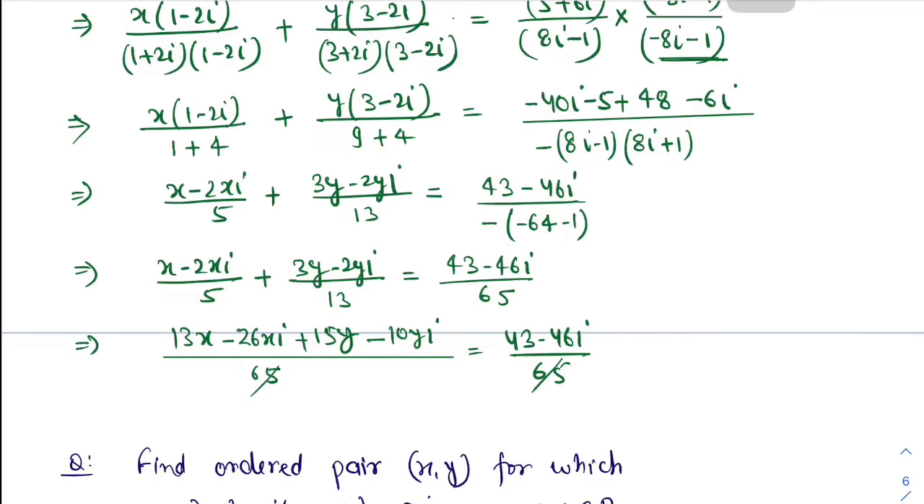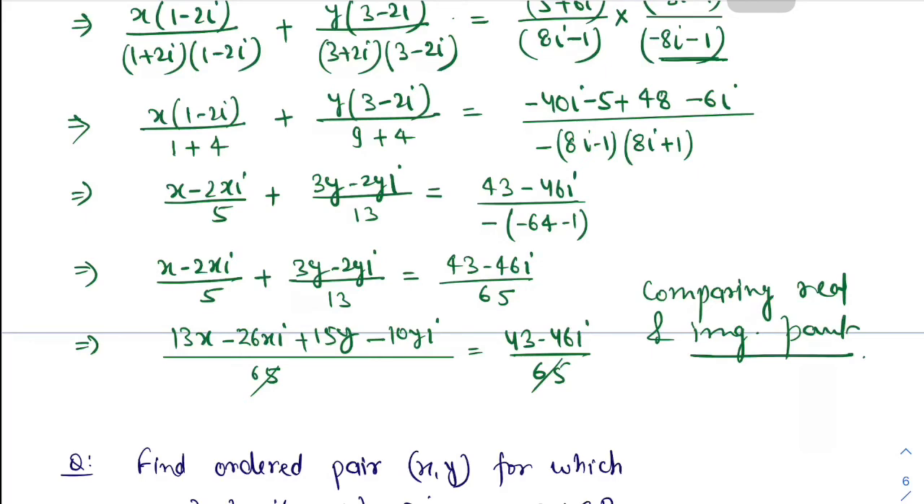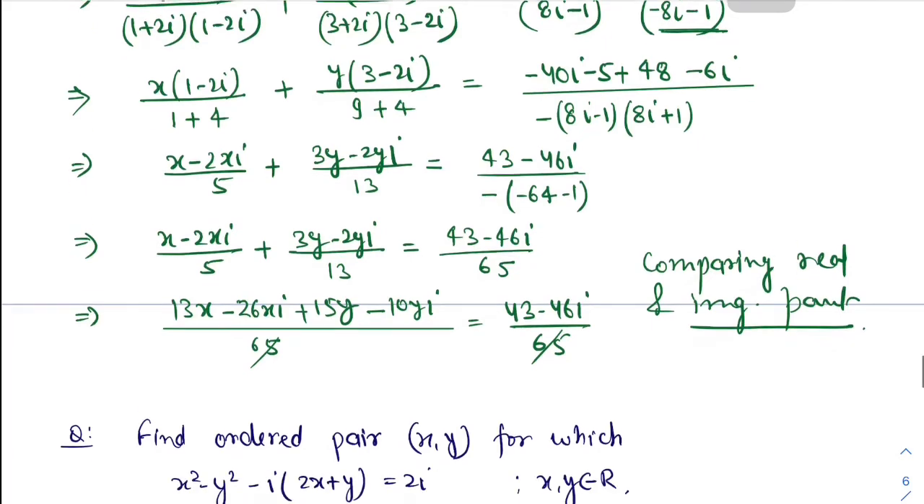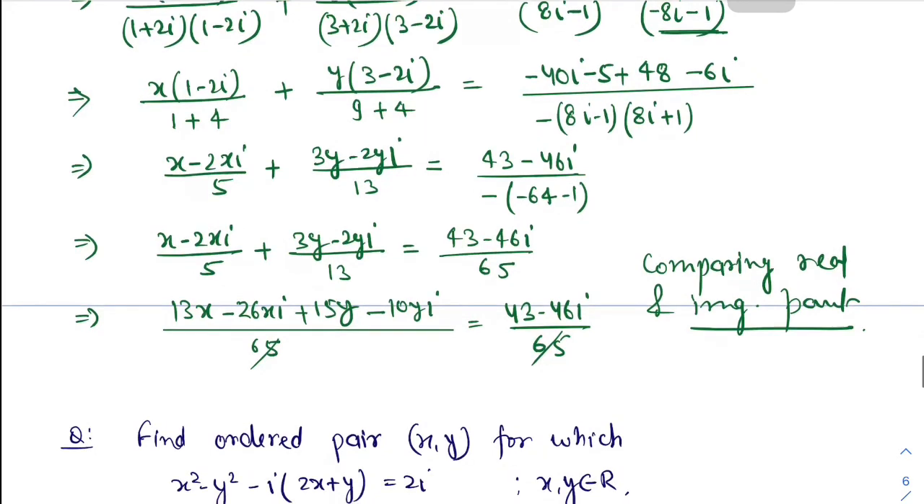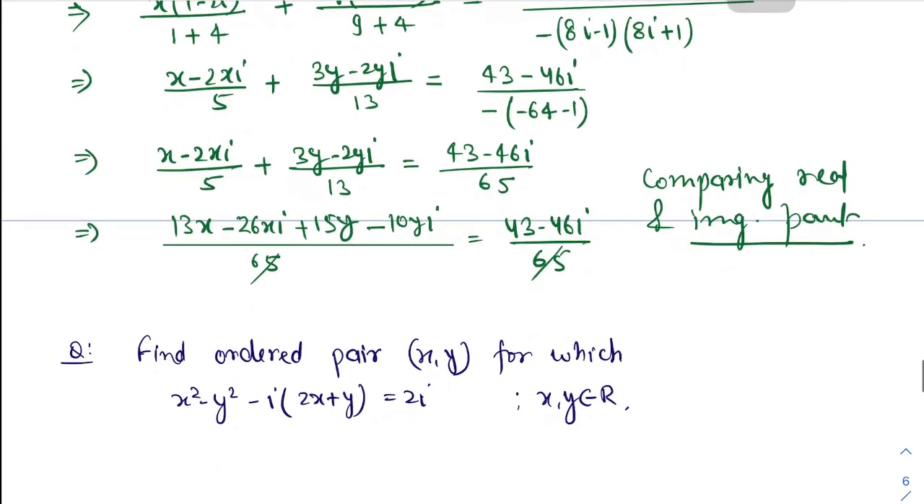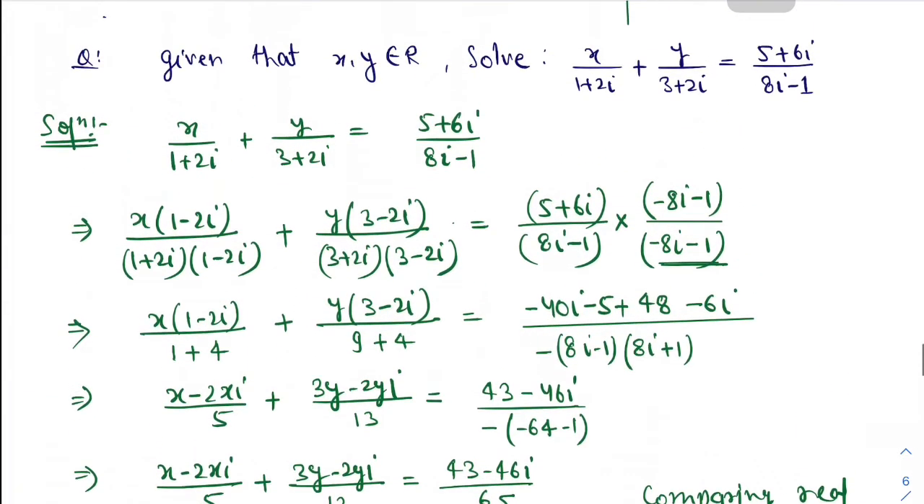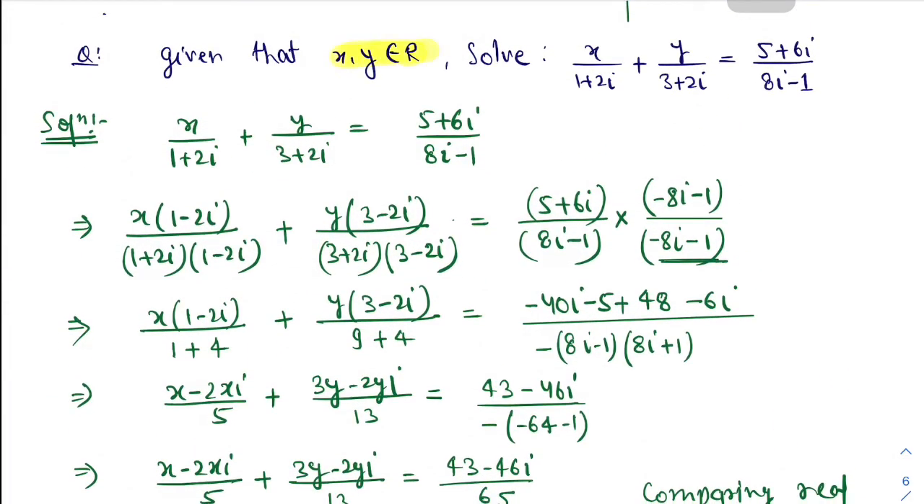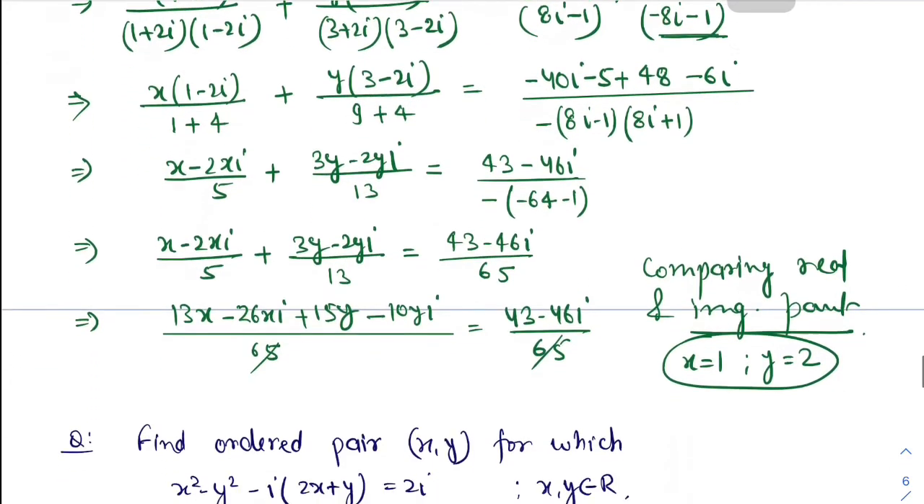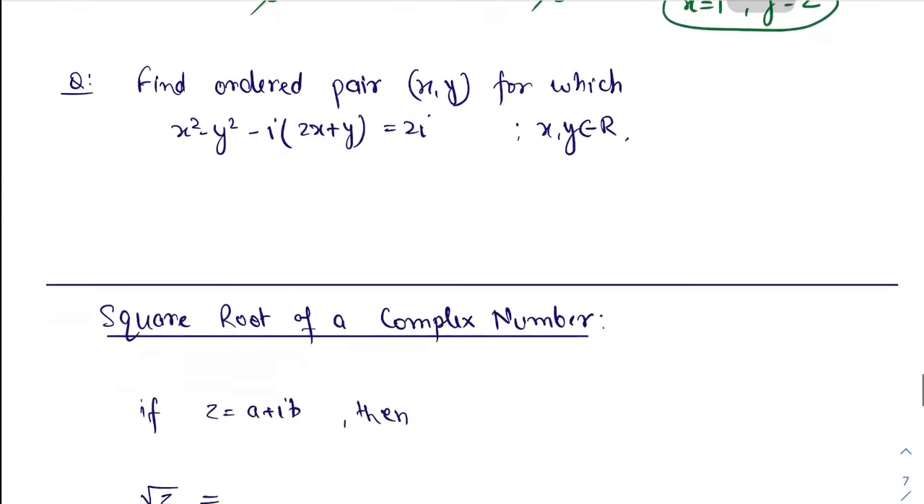Now only by comparing real and imaginary parts, you can get the answer. Okay, fair enough. Calculate the answer and check the answer. I am writing the answer only. x is equal to 1 and y is equal to 2. You can easily compare the real and imaginary parts because in the question it is given that x and y are real only. Okay, moving on to the next question.